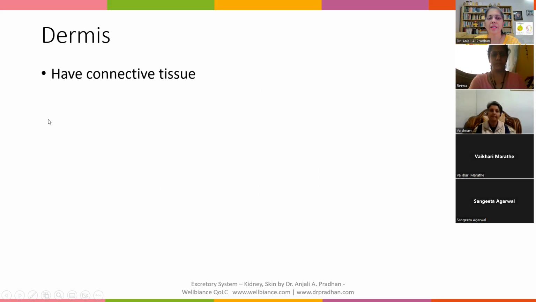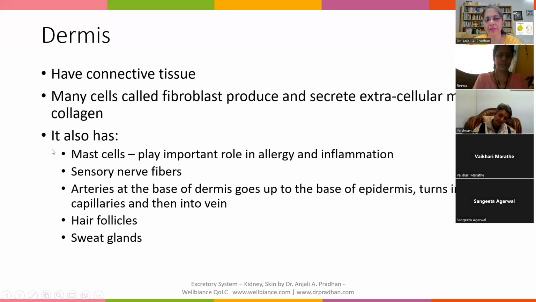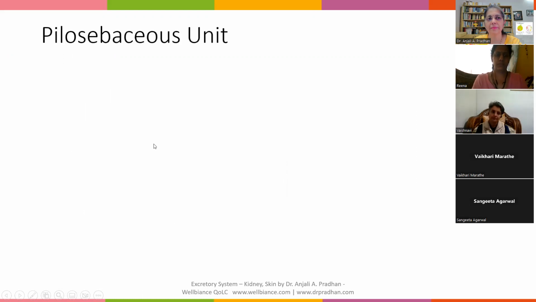All right. Dermis, it is a connective tissue. Many cells called fibroblasts produce and secrete extracellular matrix, collagen. Dermis also has mast cells, important role in allergy and inflammation. Nerve fibers, sensory nerve fibers, arteries at the base of the dermis go up to the base of the epidermis, turn into capillaries and then into veins. Dermis also contains hair follicles, sweat glands.